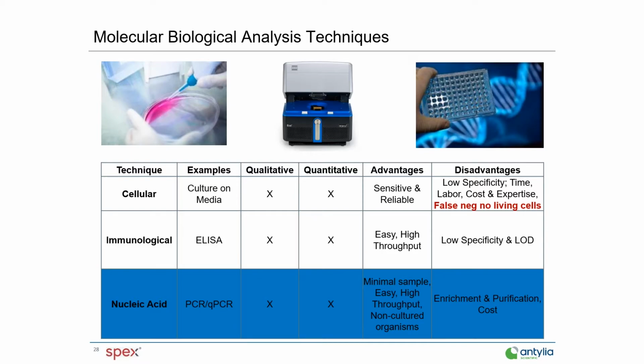Then you have your immunological techniques. They pick up on the antigens, the ELISA methods. Again, very, very easy, high throughput, but again, some low specificity and low levels of detection problems.